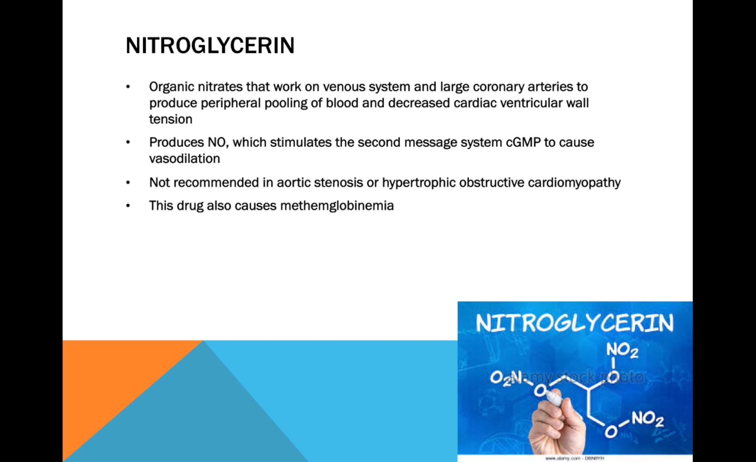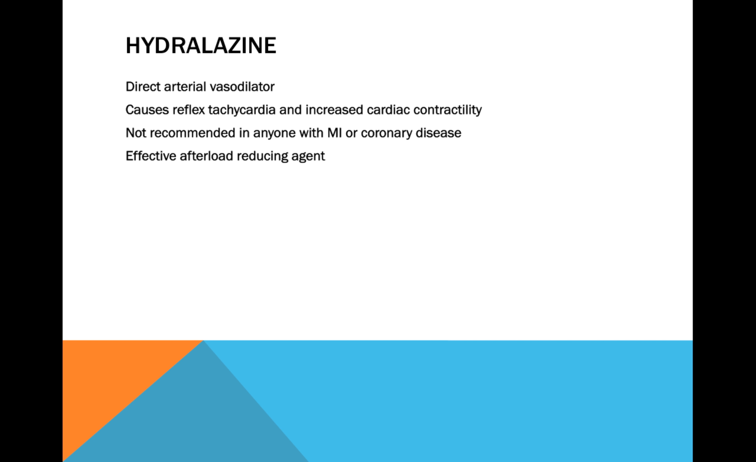Let's talk about nitroglycerin. It's an organic nitrate that works on the venous system and large coronary arteries to produce peripheral pooling of blood and decrease cardiac ventricular wall tension. Produces nitric oxide, which stimulates second messenger cyclic GMP to cause vasodilation. Not recommended in patients who have aortic stenosis or hypertrophic obstructive cardiomyopathy. This drug also can cause methemoglobinemia.